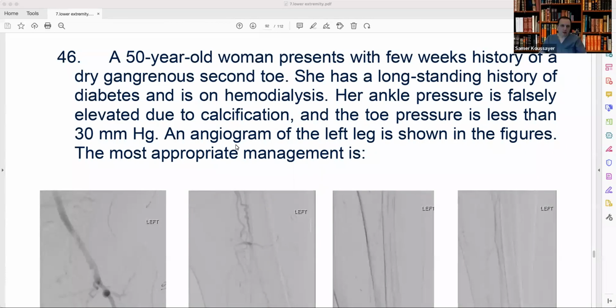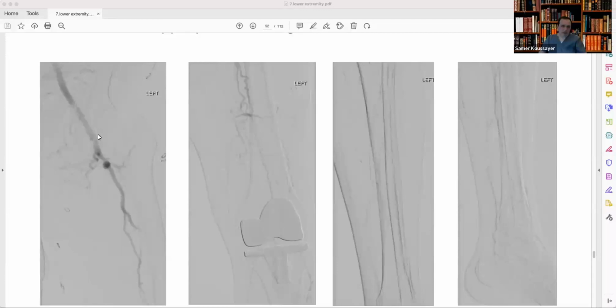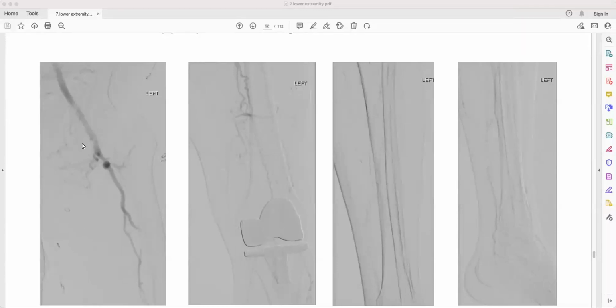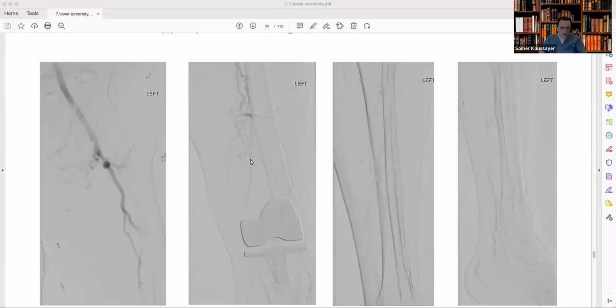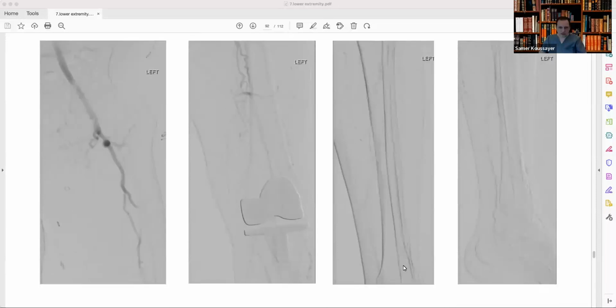Well, let's see what the angiogram shows. Here you see only the profunda. You don't see the SFA; it's a flush occlusion, a complete occlusion. The SFA is occluded, the popliteal is occluded, everything is occluded. Below the knee, everything is occluded. You can see calcification here in the artery.